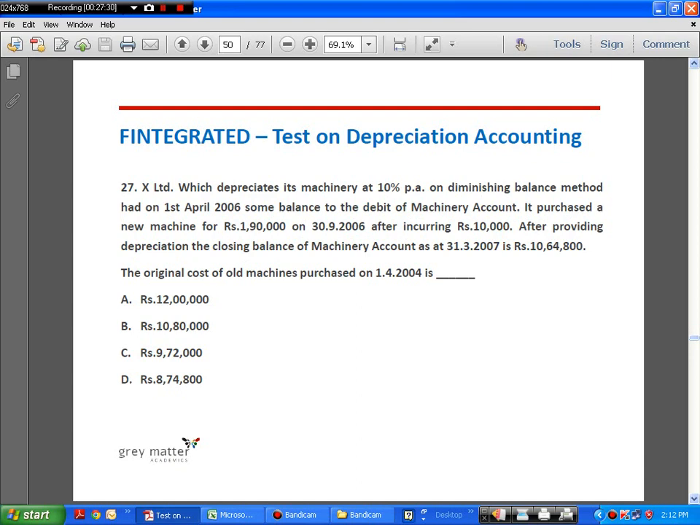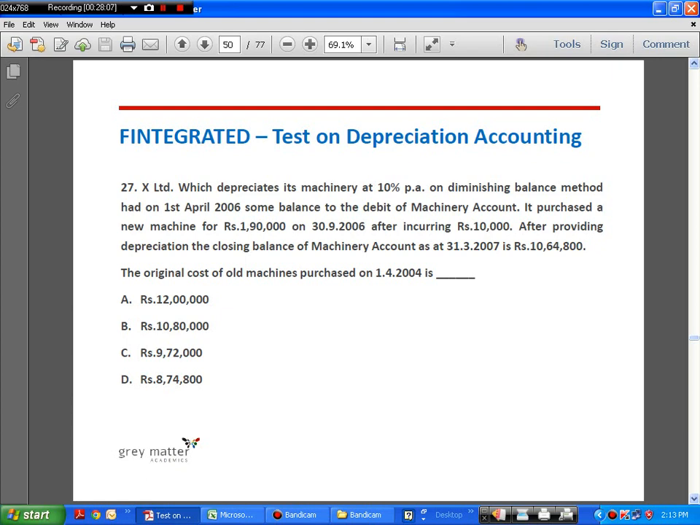Next, X Limited, which depreciates its machinery at 10% per annum on diminishing balance method, had on 1st April 2006 some balance to the debit of machinery account. It purchased a new machine for 1,90,000 on 30/9/2006 after incurring 10,000 rupees. After providing depreciation, the closing balance of machinery account as at 31/3/2007 is 10,64,800. What is the original cost of old machines purchased on 1/4/2004?